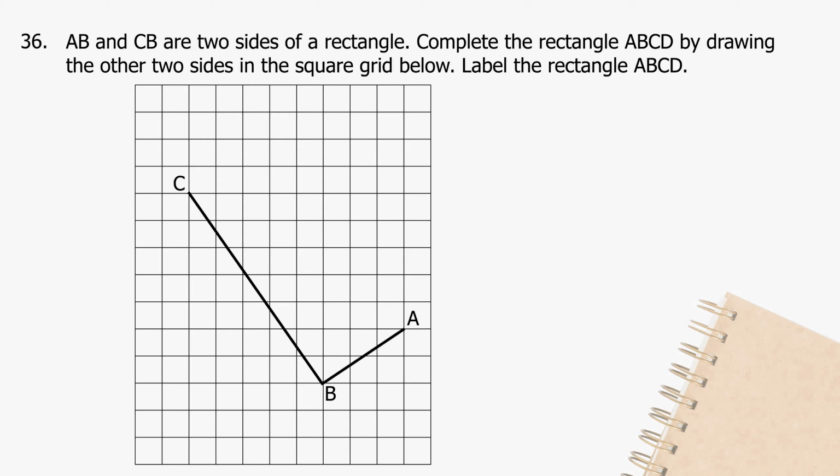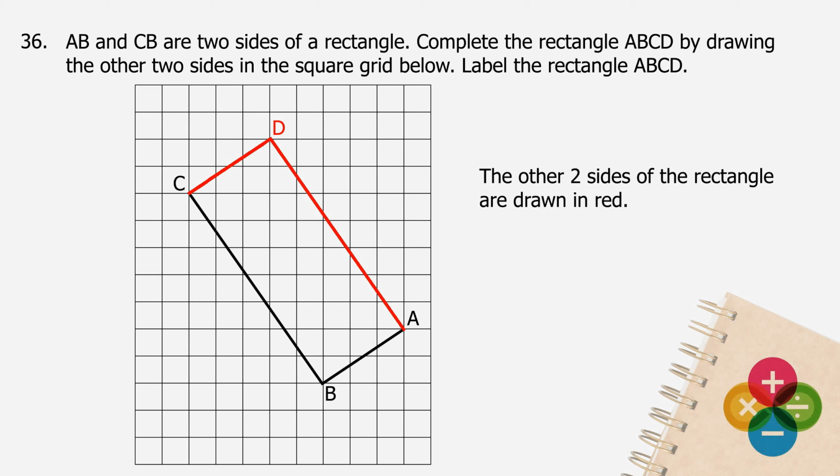Question 36. AB and CB are two sides of a rectangle. Complete the rectangle ABCD by drawing the other two sides in the square grid below. Label the rectangle ABCD. The other two sides of the rectangle are drawn in red.